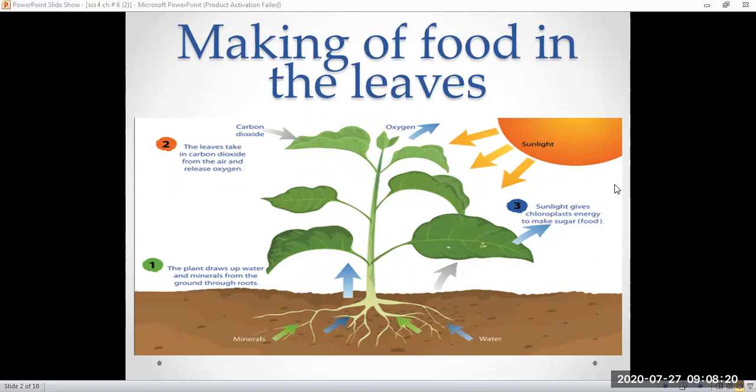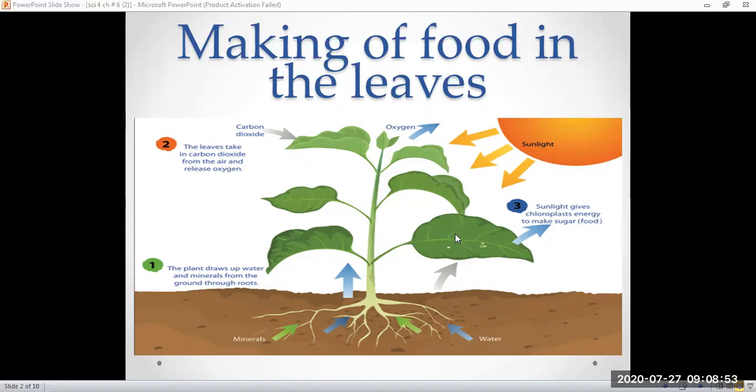Photo means light and synthesis means putting together. So in this process, with the help of light, the plants need two basic things. The first thing the plant needs for photosynthesis is water. The plant draws up water and minerals from the ground through the roots. These are the roots of the plants. As you know, we give water to the plant at the roots. So through the roots, the minerals and the water move upward through the stem, and then move towards the leaf.